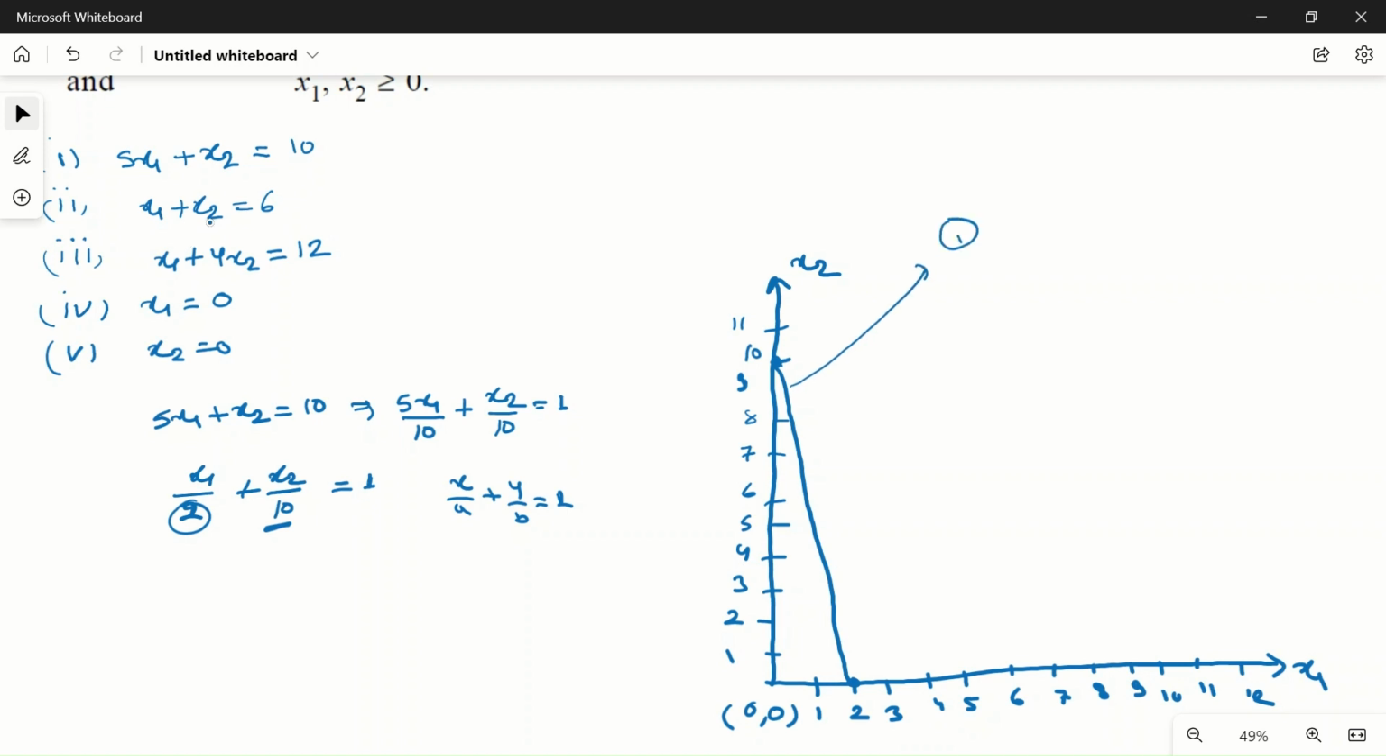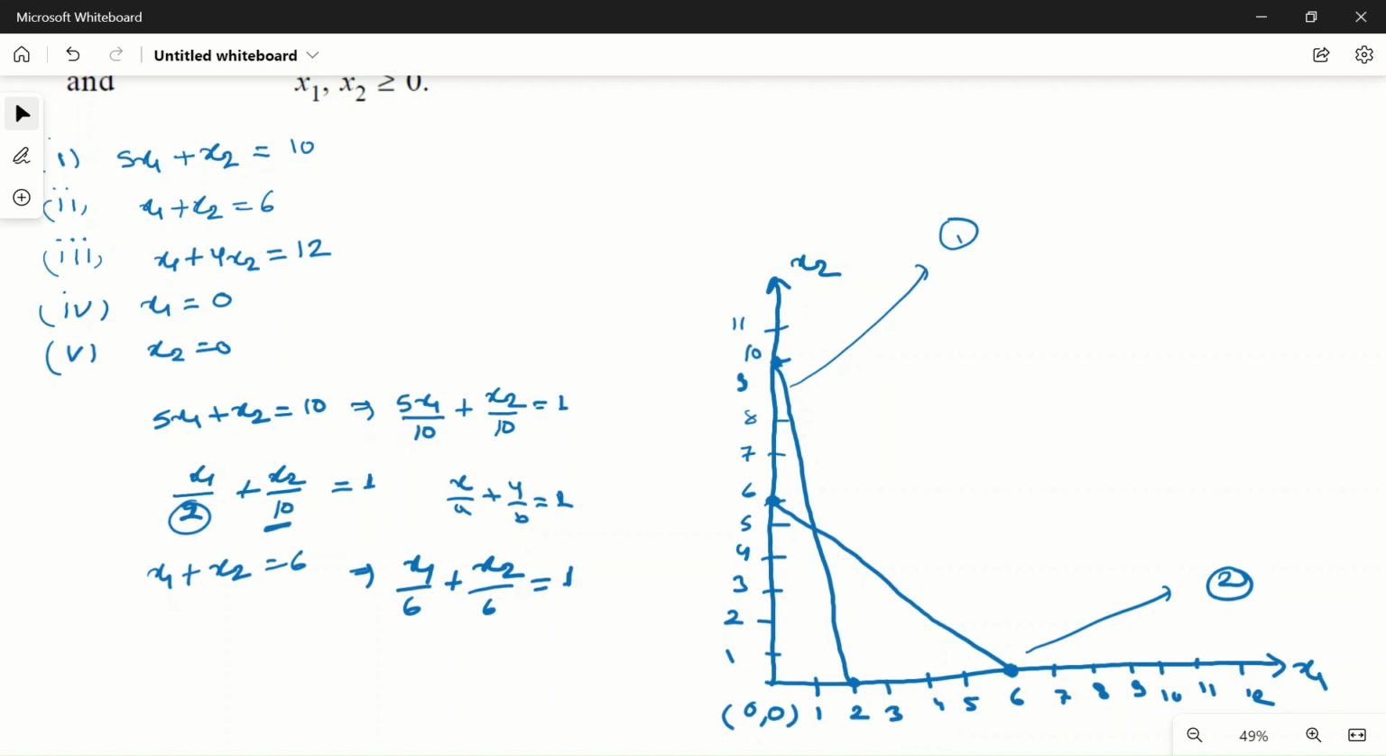Then our second line is x1 plus x2 is equal to 6. We can put x1 is equal to 0, then we get x2 is equal to 6. And similarly x2 is equal to 0, then x1 is equal to 6, or x1 by 6 plus x2 by 6 is equal to 1. So we will get 6 0 here and 0 6 here. These are the intercepts. So this is our second line.